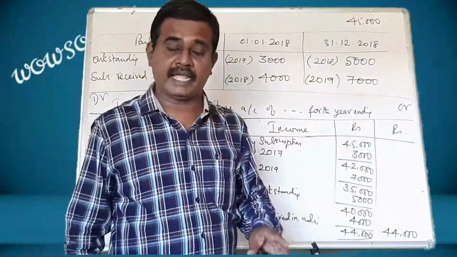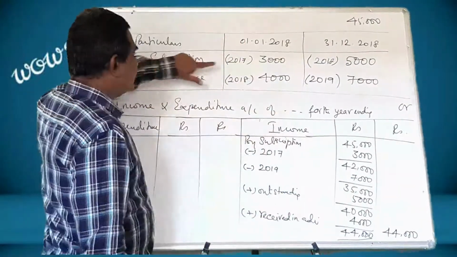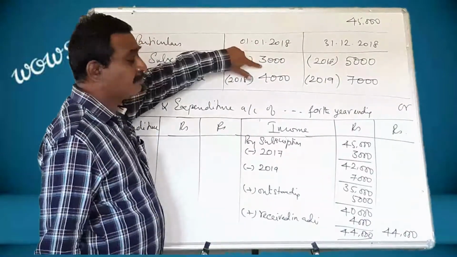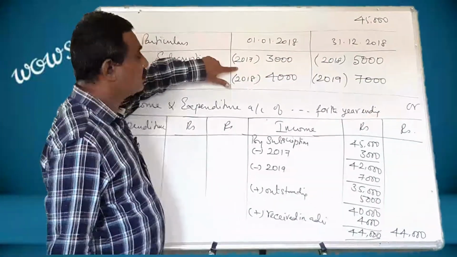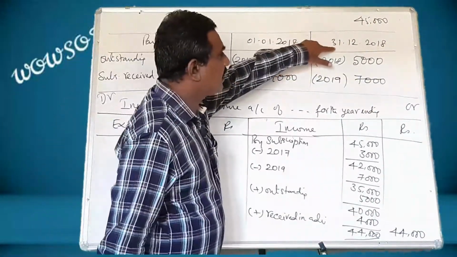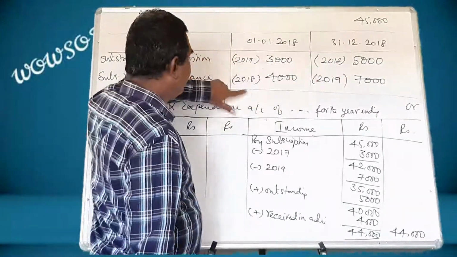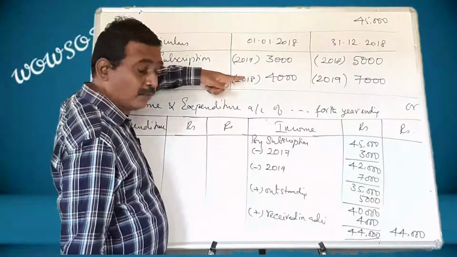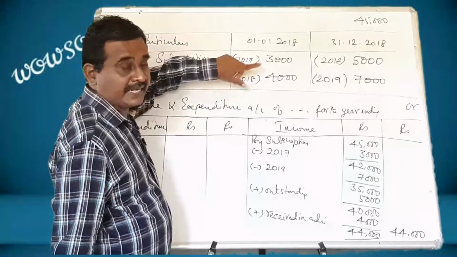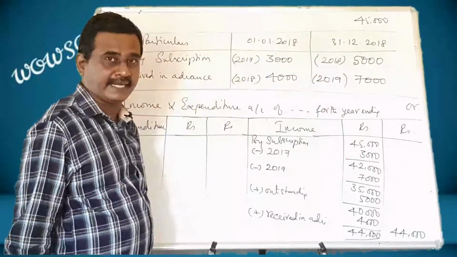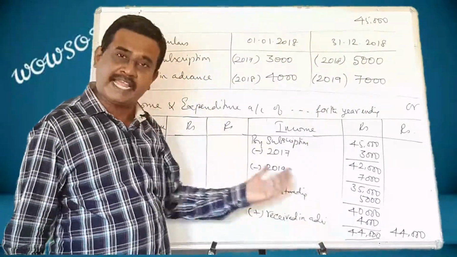What you have to be very careful about is the year. Outstanding on 1st January 2018 means it is meant for 2017. Outstanding on 31st December 2018 means this amount is meant for 2018. Received in advance means we have collected earlier, so this amount is meant for 2018 and this amount is meant for 2019. When you understand this, the calculation is very easy.